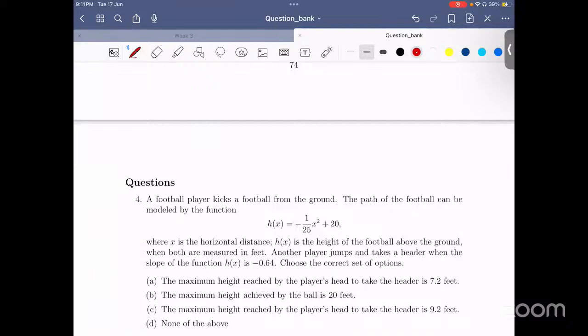Sir, can you share this PDF in the discussion? You can solve that with the help of Python. Yeah, I'll share that PDF. Don't worry.